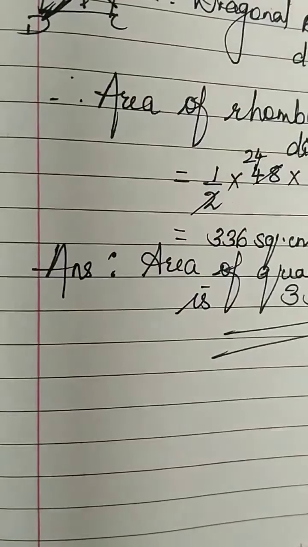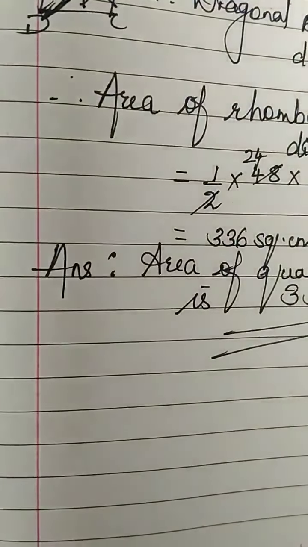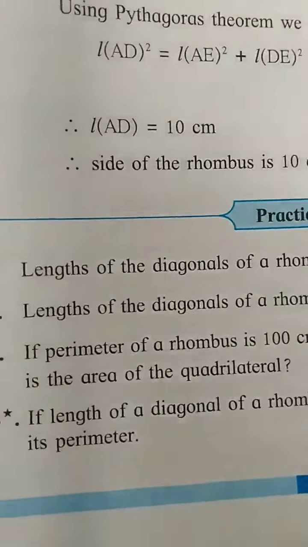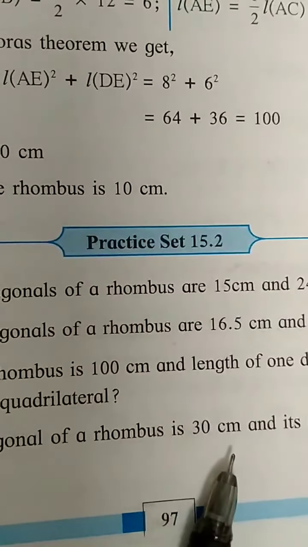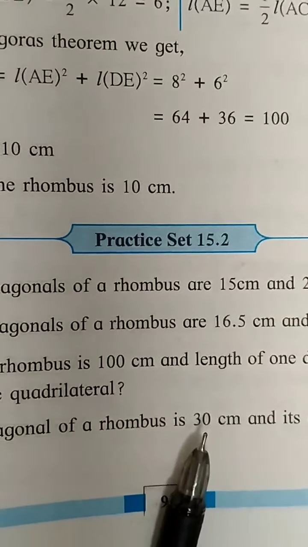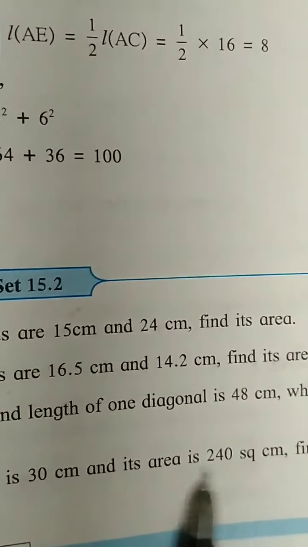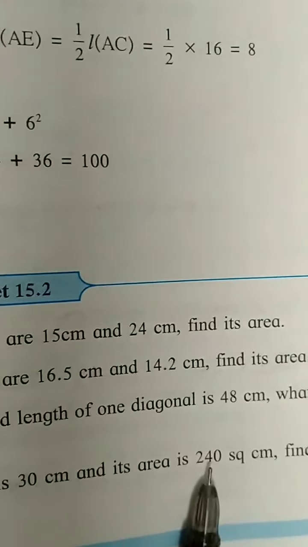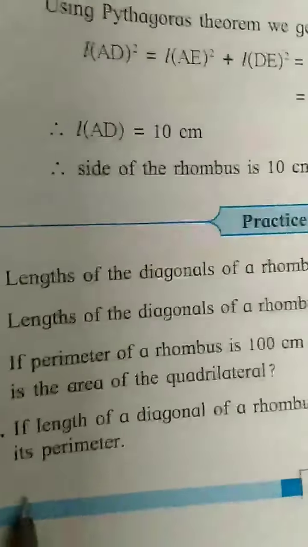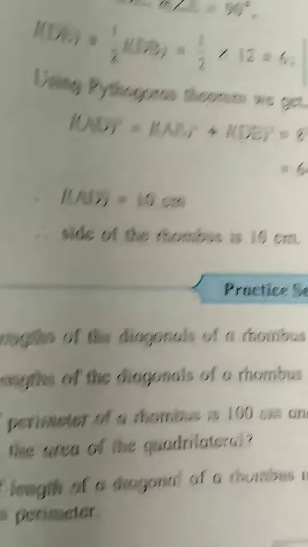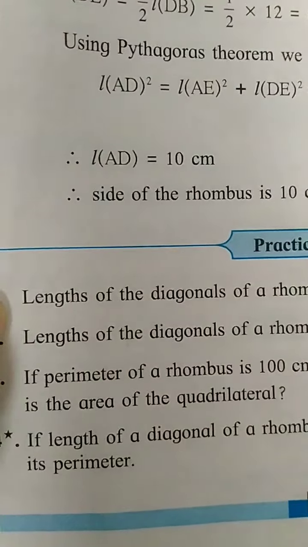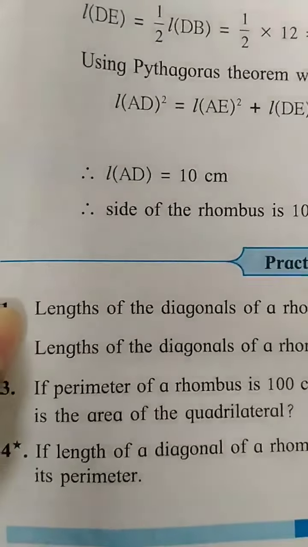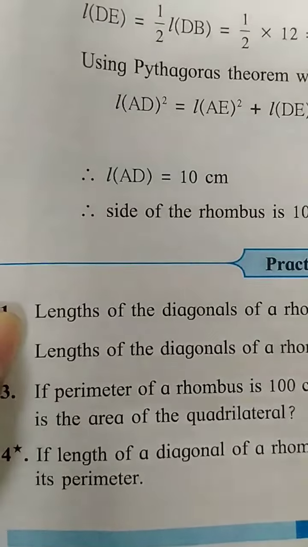Now we have the last sum of this practice set 15.2. I want you to solve it on your own, but I'll explain how to do that. The question is: the length of one diagonal of a rhombus is 30 centimeter, and the area of the rhombus is given as 240 square centimeter. Find its perimeter. Perimeter means if you get the side, then you can find out the perimeter. But to get the side, you have to do some work here.